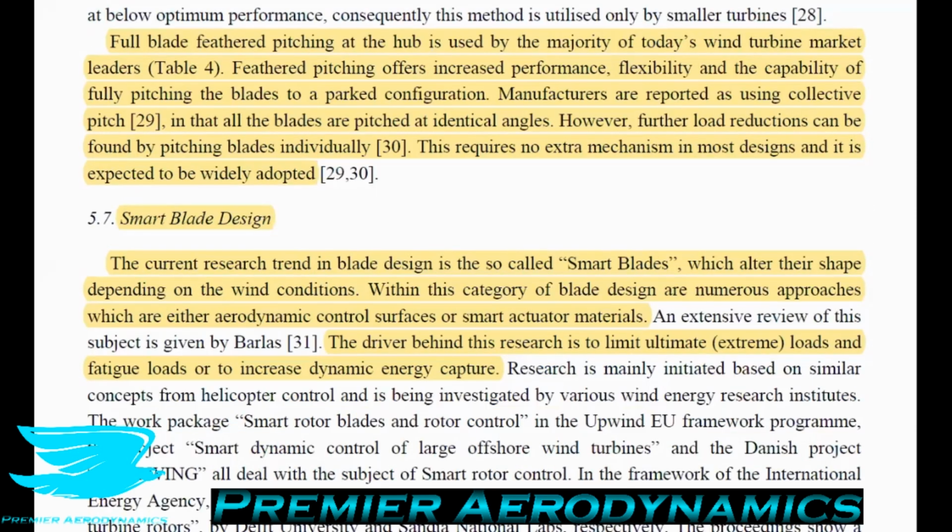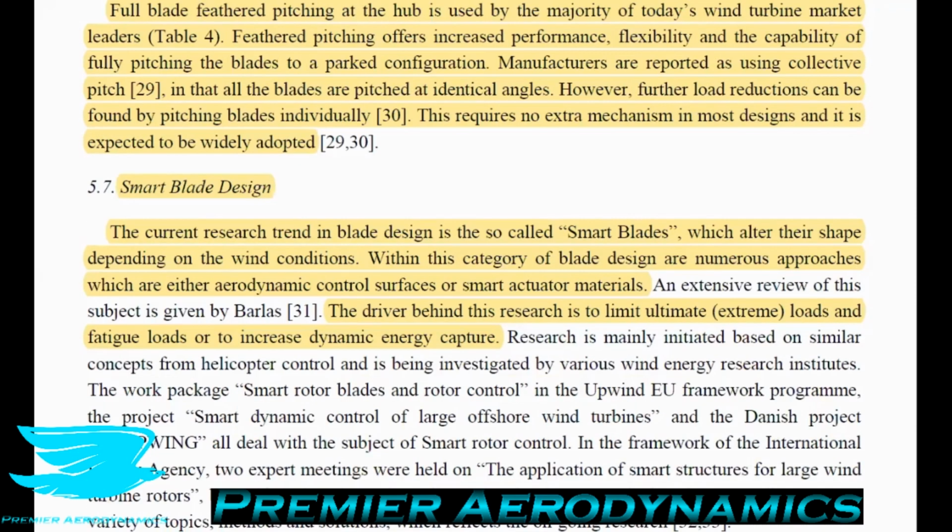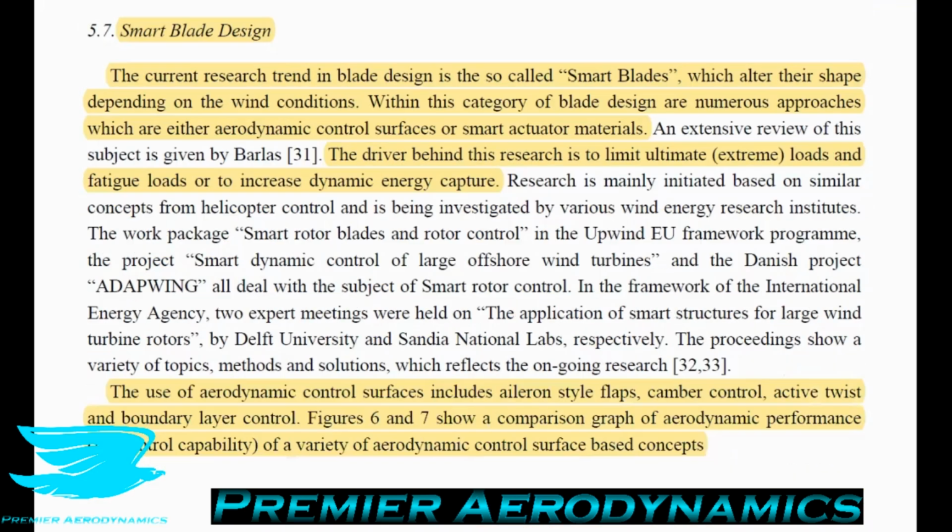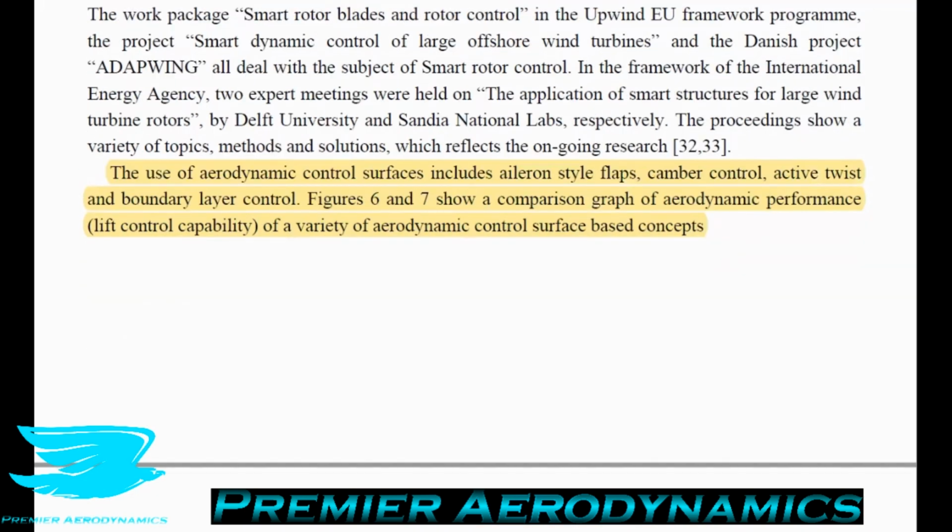So let's move on to smart blade design. The current research trend in blade design is so-called smart blades, which alter their shape depending on the wind conditions. With this category of blade design, there are numerous approaches, which are either aerodynamic control surfaces or smart actuator materials. And this is really cool. The driver behind this research is to limit ultimate loads, so the extremes, and fatigue loads, or to increase dynamic energy capture. They say the use of aerodynamic control surfaces such as aileron-style flaps, camber control, active twist, and boundary layer control are in effect, and we're going to go through those ones individually.